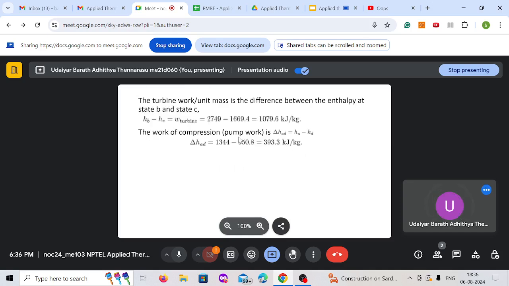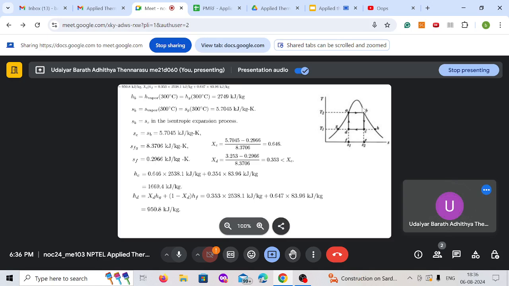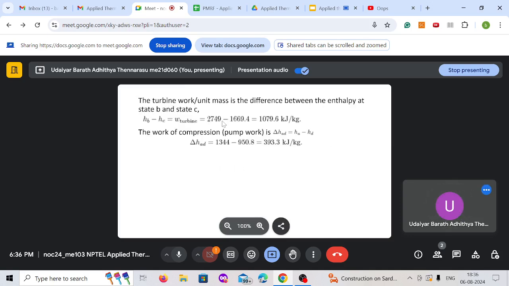So my turbine work will be the difference in enthalpy, HB minus HC, and for the compressor it will be HA minus HD. So turbine work is HB minus HC, which is 2749 minus 1669.4. This gives me 1079.6 kilojoule per kg. So if you have 1 kg per second of steam flow rate, then you'll be generating close to 1 megawatt of work in the turbine.